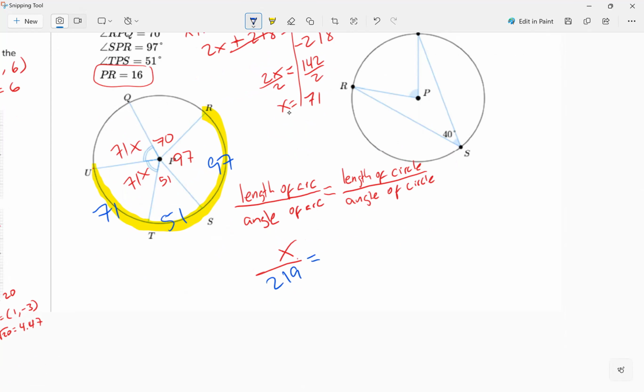Now the length of the circle. Now the whole length of the circle, isn't that what we call circumference? Remember some people call it 2 times radius times pi? Well, I knew the radius. Hold on a minute. This is where this thing comes in. The radius is 16.